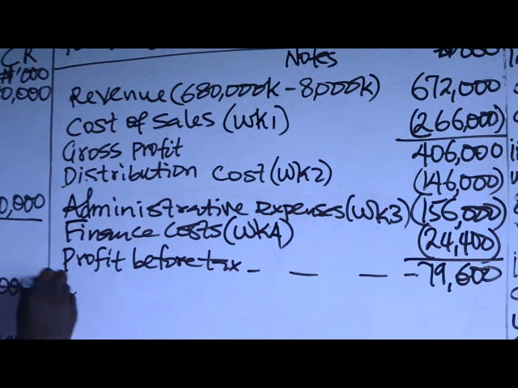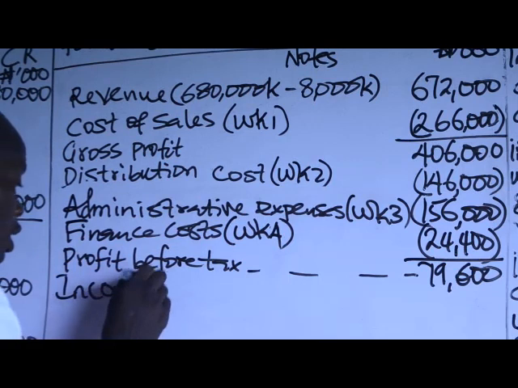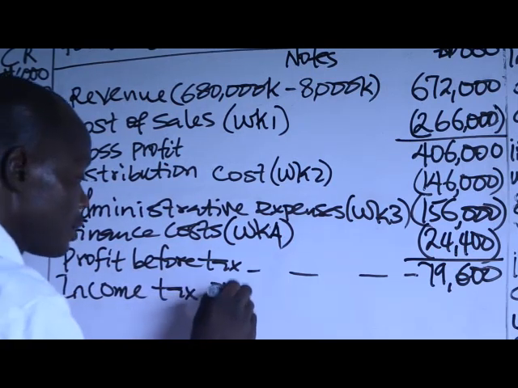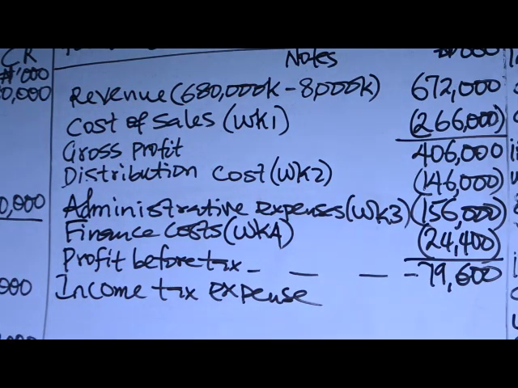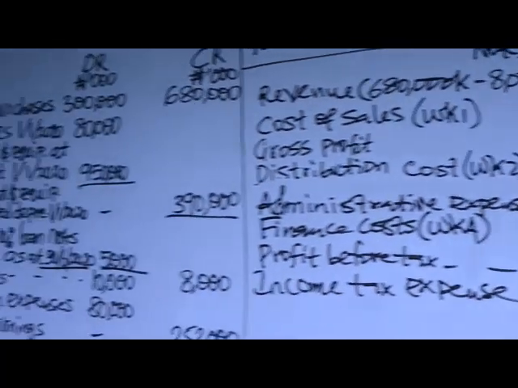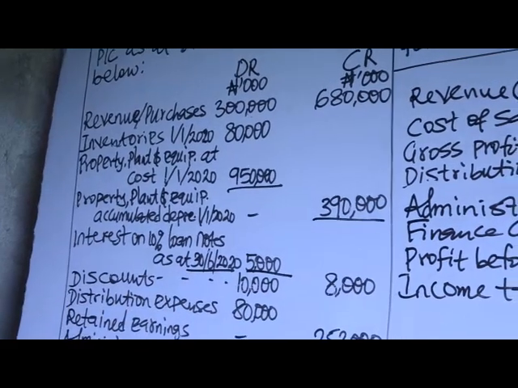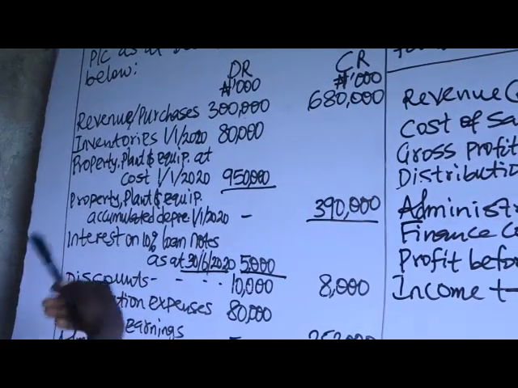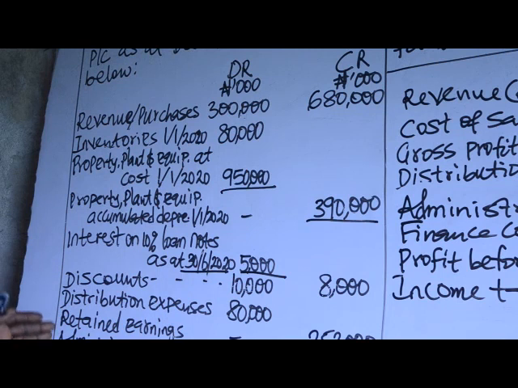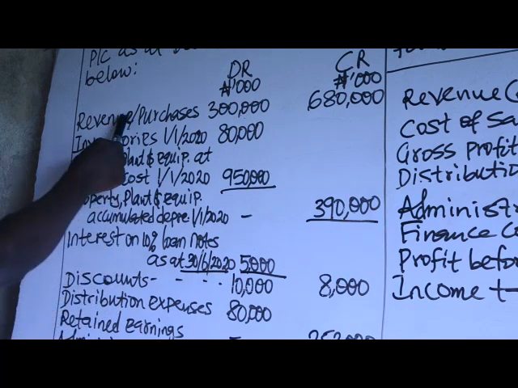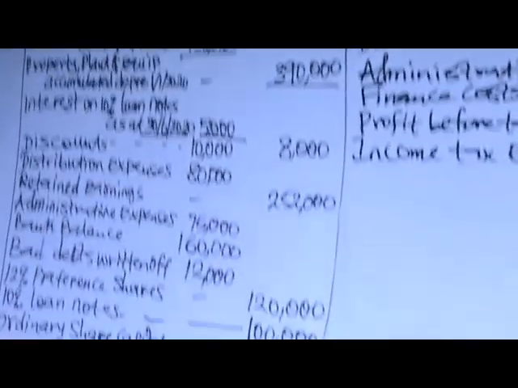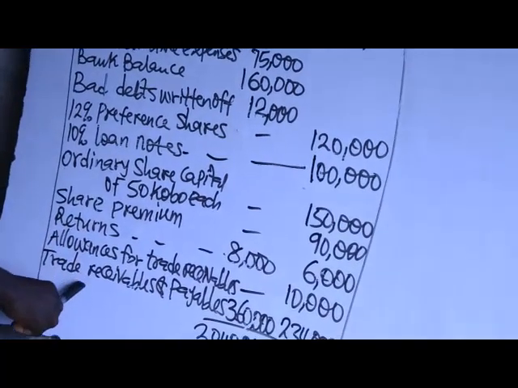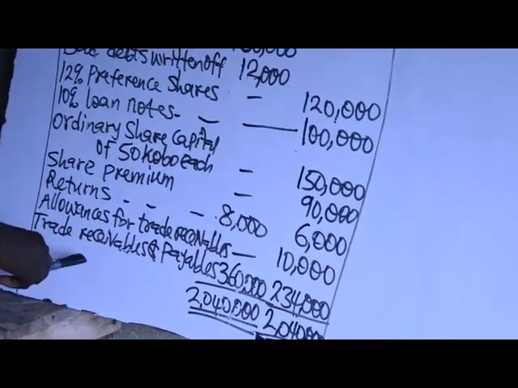We have income tax expense. Now, let's go through the trial balance to see if there is any information about tax, such as the under provision or over provision for income tax. So, go through the trial balance. There is no tax information. No tax information is given in the trial balance.